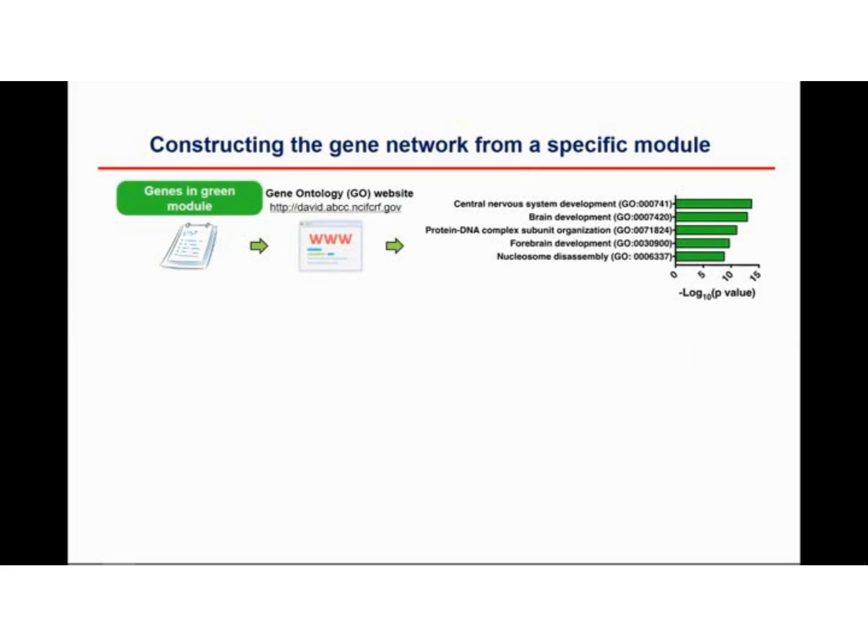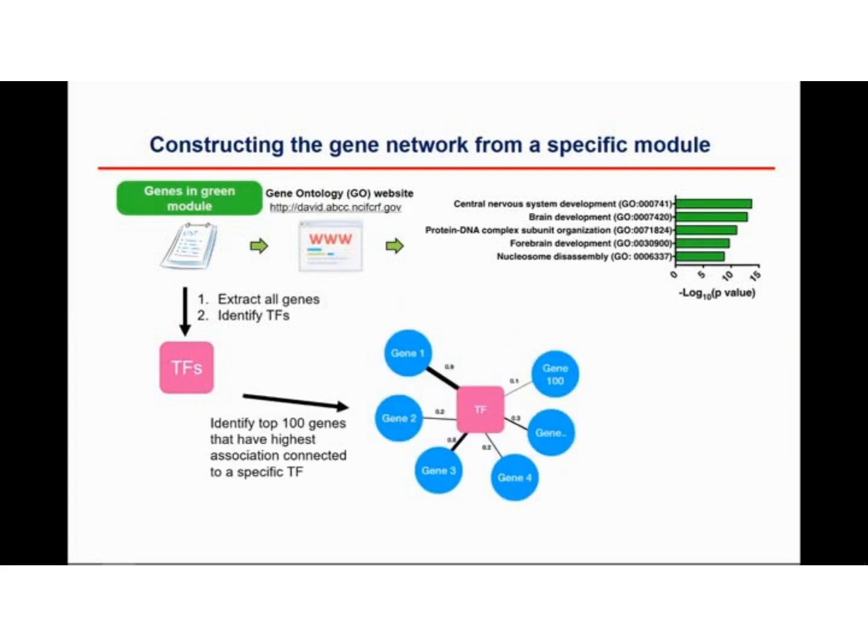I extracted the genes from this module and performed gene ontology analysis, as I mentioned before. Interestingly, we find that these genes are enriched for central nervous system, brain, and forebrain development, suggesting that this module may be important for neurogenesis. My next step is to identify transcription factors within my gene list, and then identify the top 100 genes with the highest association to this specific transcription factor.